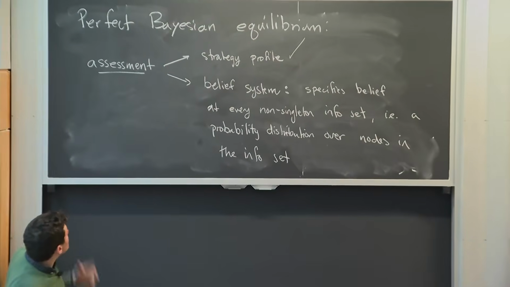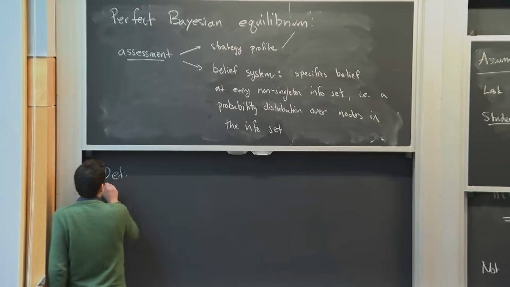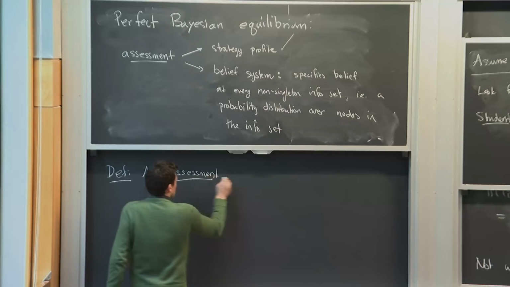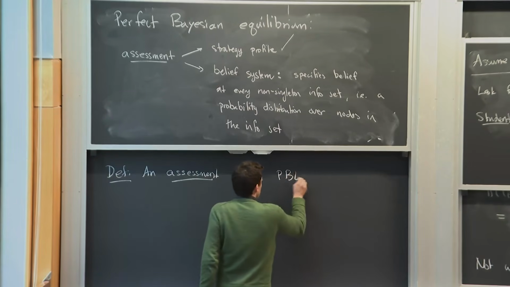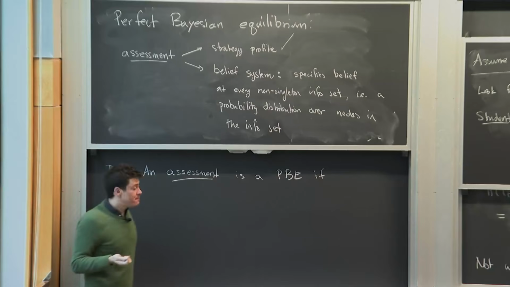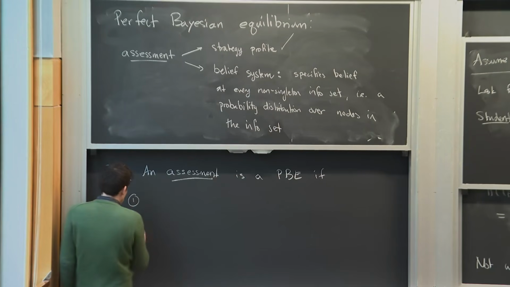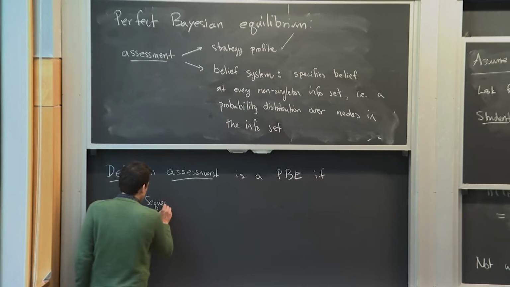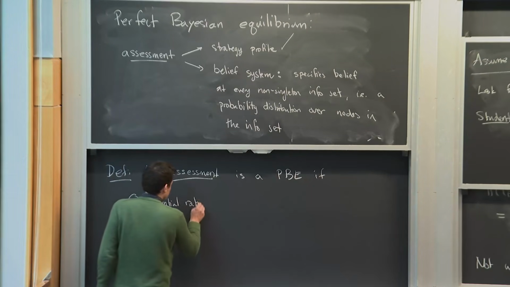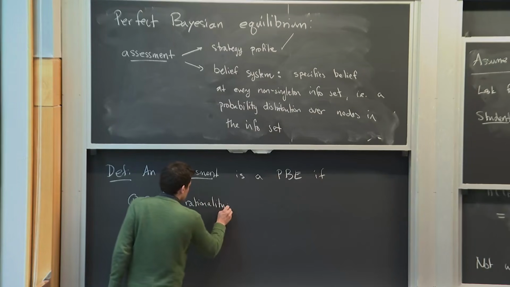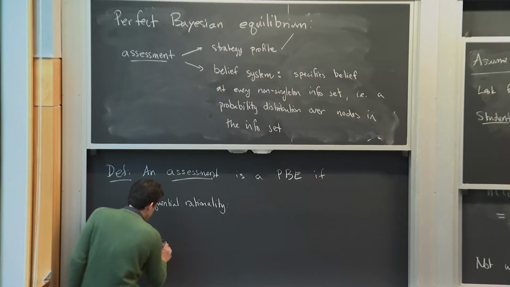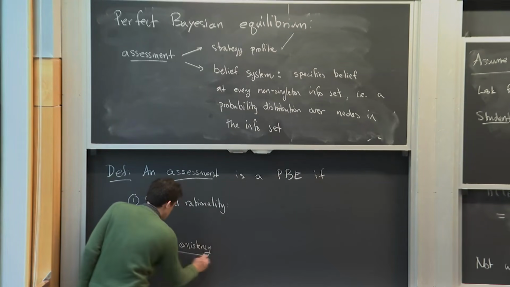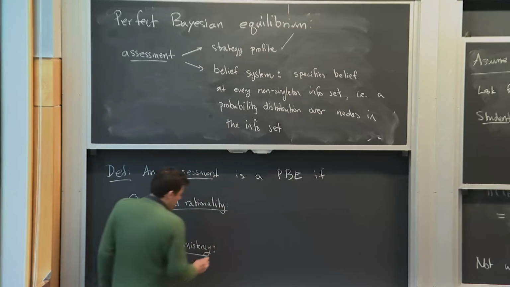So now we've defined an assessment. Let's formally define a perfect Bayesian equilibrium. So definition, an assessment is a PBE if it satisfies two conditions. The first condition is sequential rationality. And the second is belief consistency. Let's start with belief consistency.